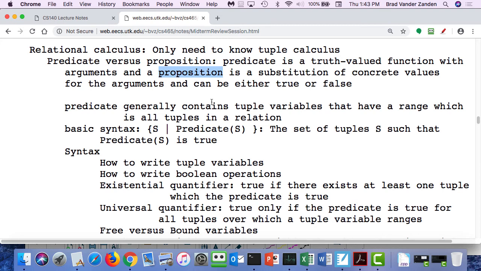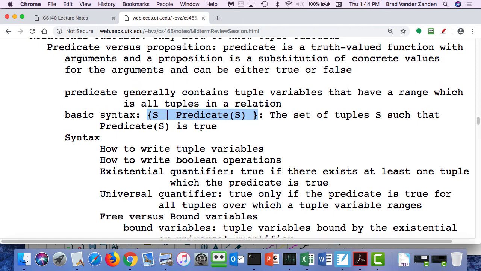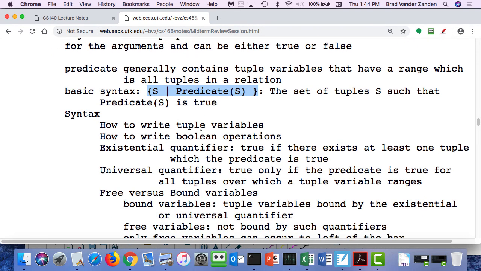Okay? So we have the concept of a tuple variable, which is a variable that ranges over all tuples in the relation. So we typically say we want all tuples S such that we want any tuple in S that satisfies the predicate, that makes the predicate true. Okay? And in writing our predicates, we're allowed to use any Boolean operation: AND, OR, and NOT. We're also allowed to use any relational operations, which are less than, greater than, equal.